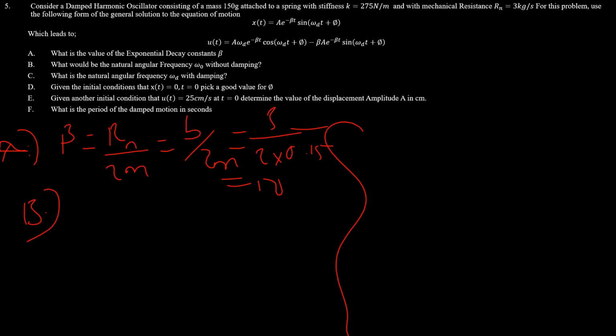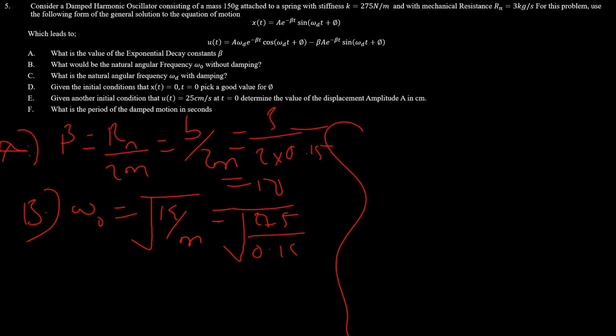So for B, we're asked to find the natural angular frequency omega naught without damping. So omega naught will be equal to the square root of k over m, which is the square root of k, in this question they gave to us 275, divided by m, which is 0.15. So you can press this expression and tell us what you get later on by your own.